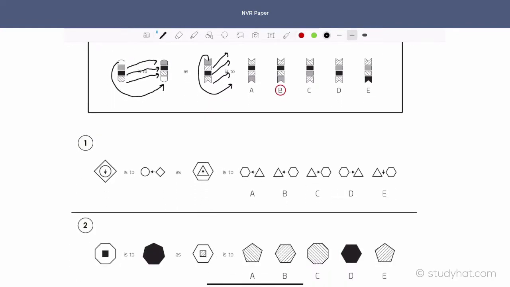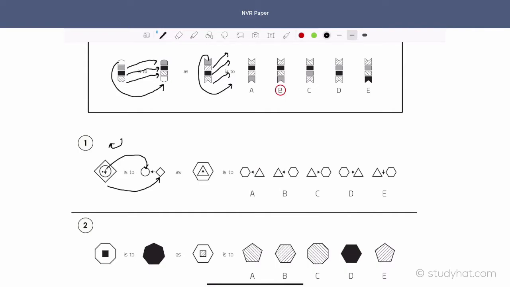Okay, question 1. What's happening over here? We can see that the shape on the outside, the diamond shape, has moved to the right. And the shape on the inside, the circle, has moved to the left. And the arrow has gone 90 degrees clockwise. Okay, so let's do the same thing to this one.